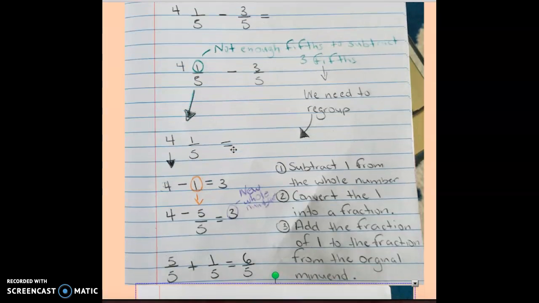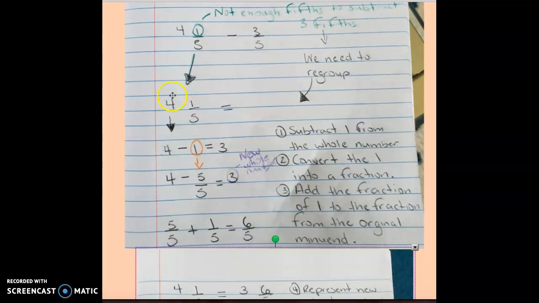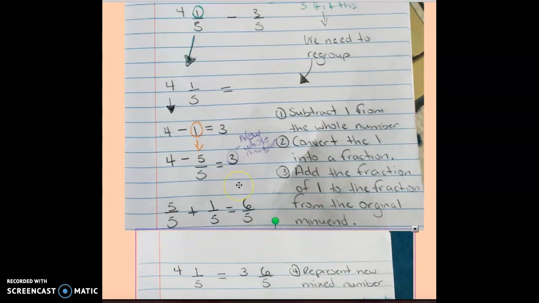Now, in order to do this work, we have to first regroup from the whole number. So I'm bringing my whole number down of 4, and I'm subtracting 1 whole from the 4, and that gives me 3. Then what I need to do is I'm going to convert my 1 to a fraction. So it's 4 minus 5/5, because we know when the numerator and the denominator are the same, it is equivalent to 1. And so now we have a new whole number of 3.